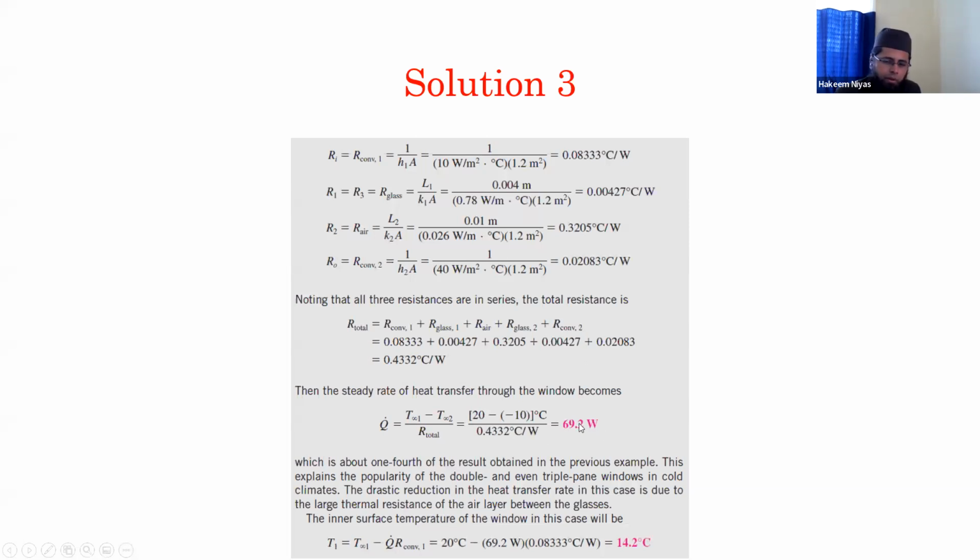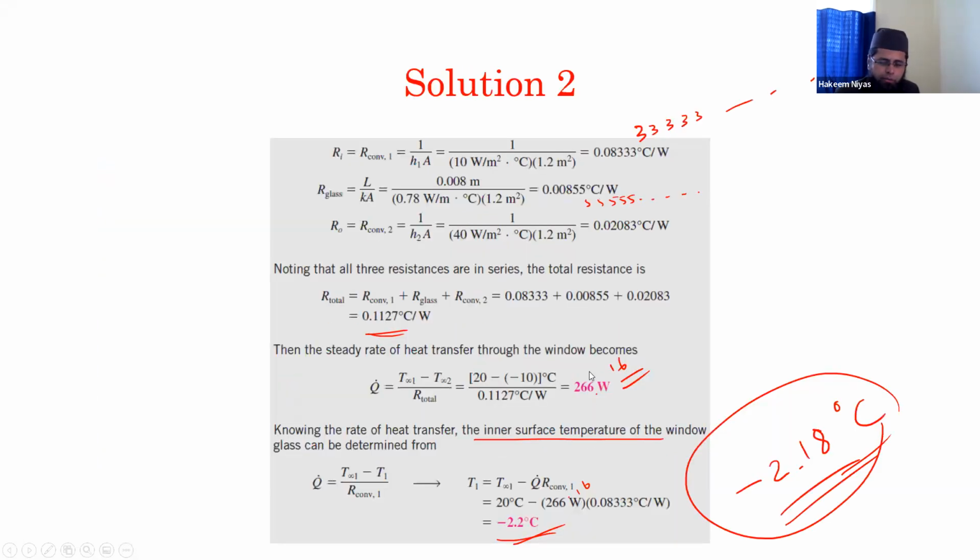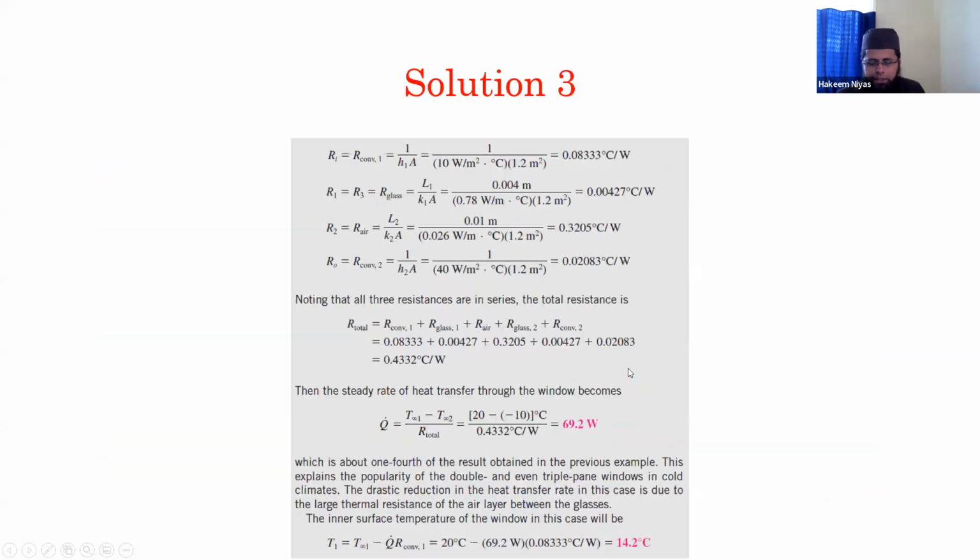One inference we can note is that in the previous problem, for solution 2, the same value is 266 watt. So the heat loss was more, but here the heat loss is less. And one good thing is that if you want to find the temperature of certain surfaces, we can easily find it out with the line average method.